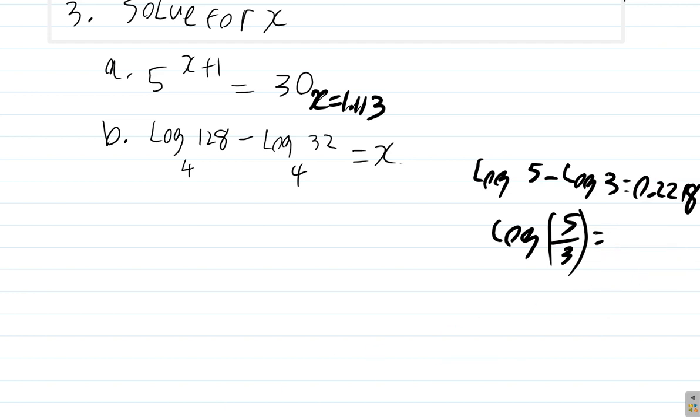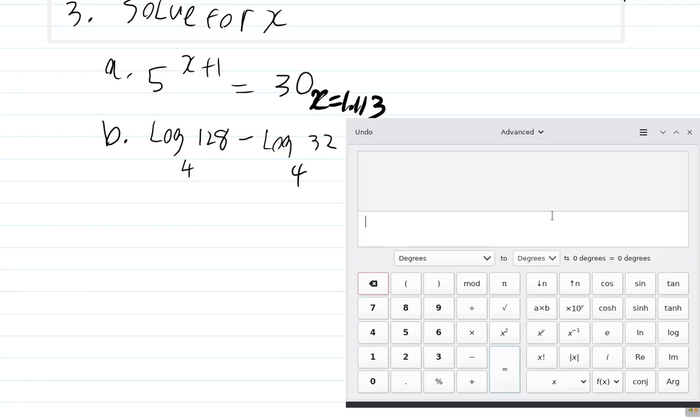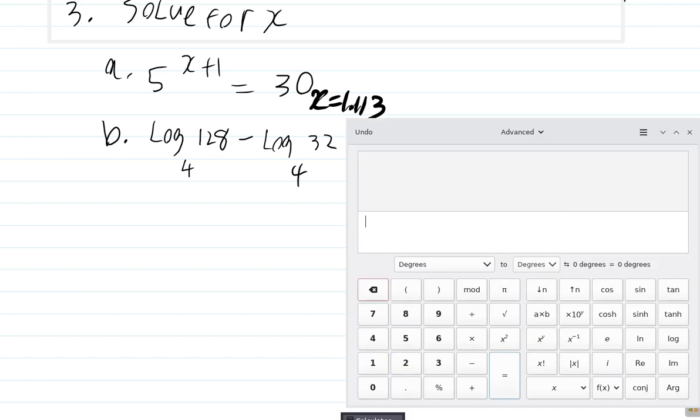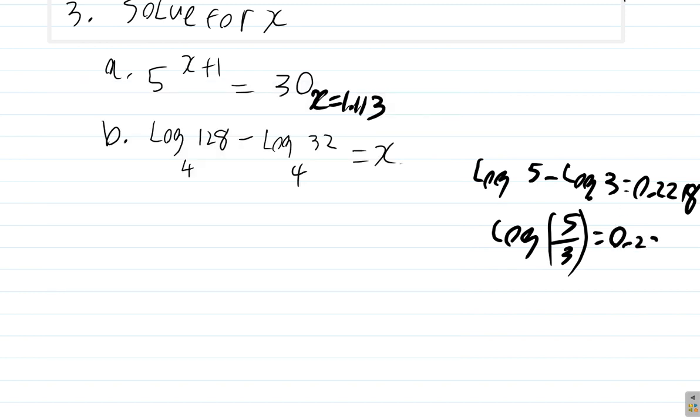Alright, now we're ready to write what log 5 over 3 is. Is log 5 over 3 the same thing as 0.2218? Will we get the same thing? Let's see. The log of, open bracket, 5 divided by 3, close bracket, equals 0.2218.